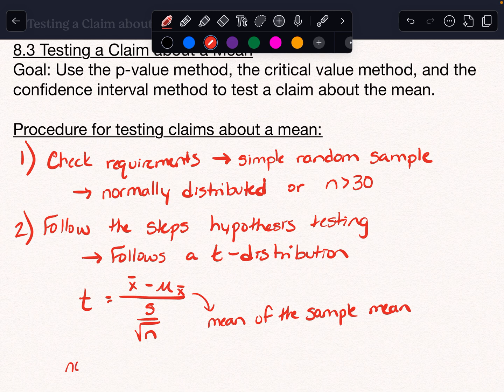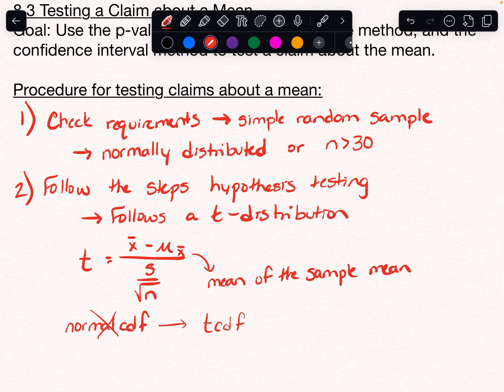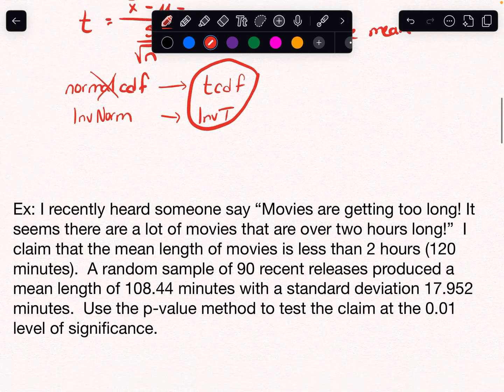Okay, so here's the thing. Instead of normal CDF today, we are not doing that. We're actually doing a t-CDF. Yay. Same thing, instead of doing inverse norm to find critical values, we're doing inverse t today. So these are the buttons we have to press on our graphing calculator to actually find our p-value and our critical values today. Okay, so let's just dive right in.